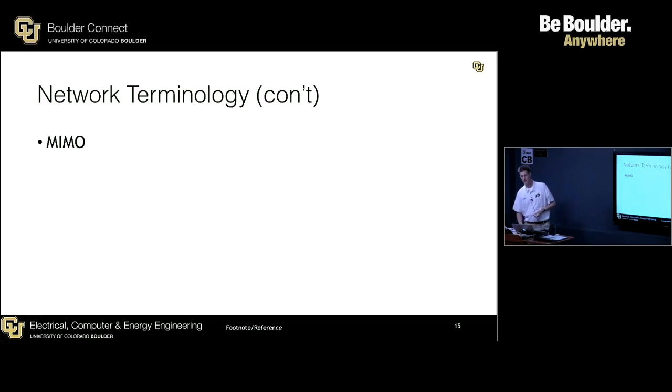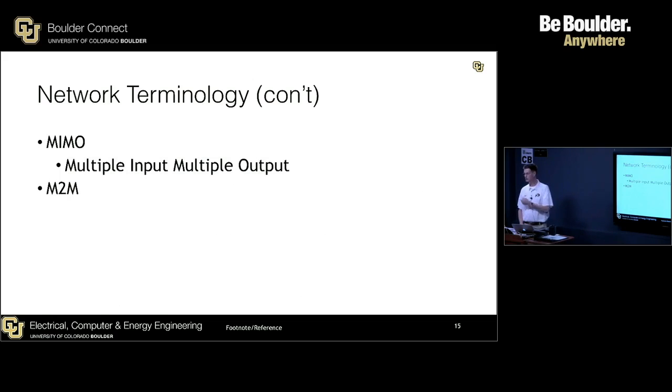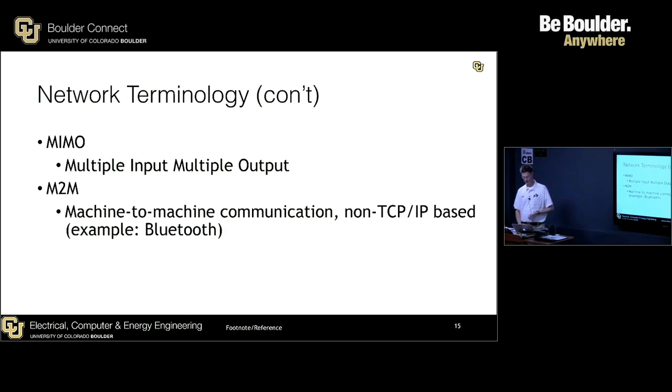MIMO, multiple input, multiple output. M2M, machine to machine. And in this class, I think I alluded to in the first class, when we see that in this class, this is non-TCP/IP communication. So it's some other protocol, but not TCP/IP. An example in there, Bluetooth. IoT or IIoT, this uses TCP/IP based communication.